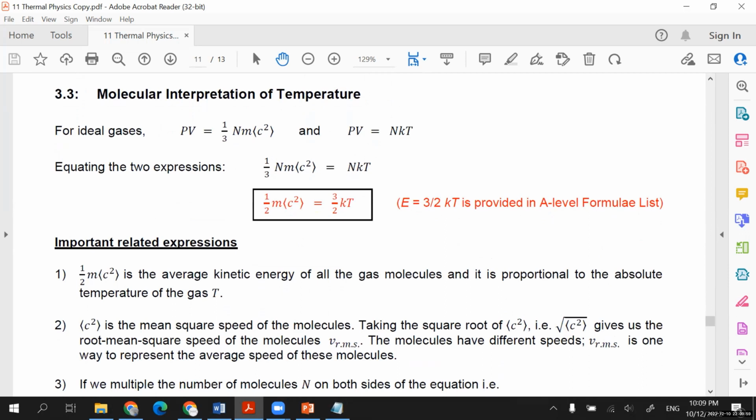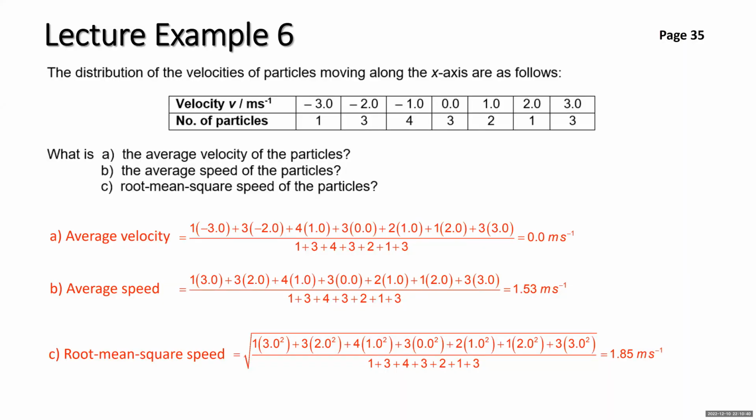Molecular interpretation of temperature. The relationship KE equals 3/2 kT is provided in the A-level formula list. So you need to know how to use this equation. Let's look at lecture example 6.